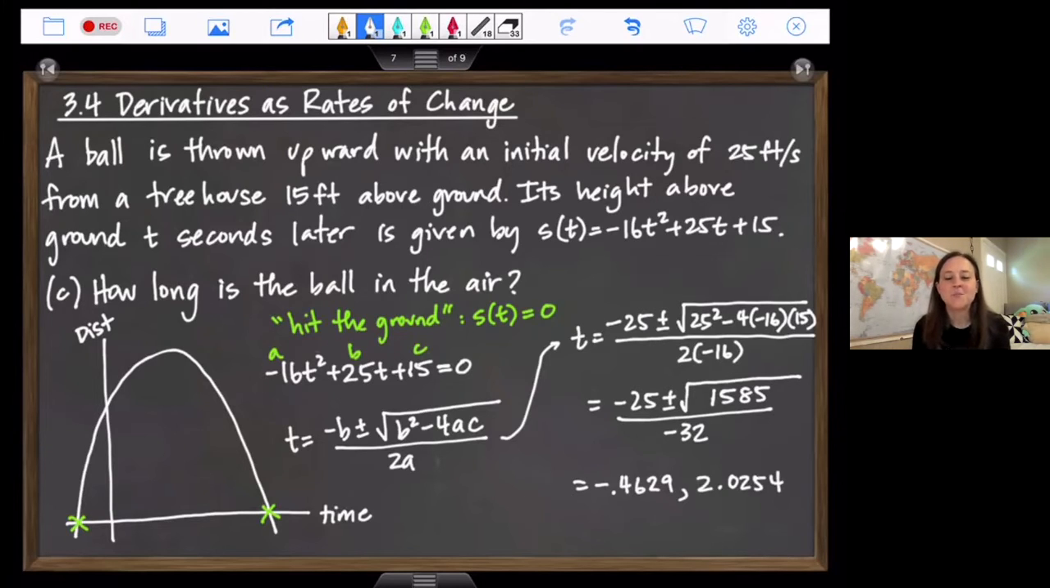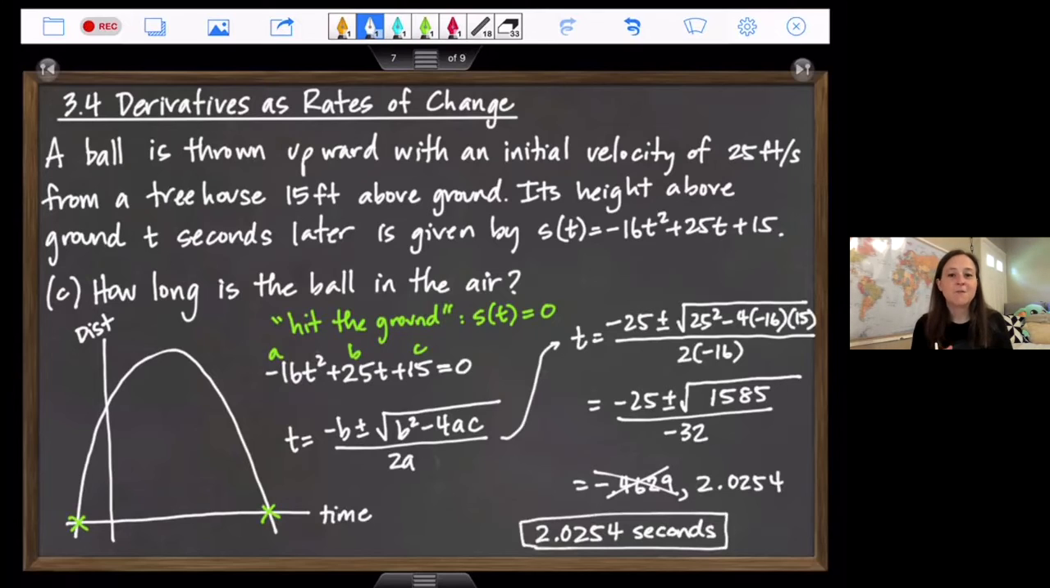All right, so like we expected, we got a negative t-intercept. It's over on the left. That one is meaningless. We're not using time travel. We're not going back in time. So the one we're interested in is that 2.0254. All right, so that's going to be our answer. How long is the ball in the air? It takes it 2.0254 seconds. That's our time unit to finish its trajectory and hit the ground.